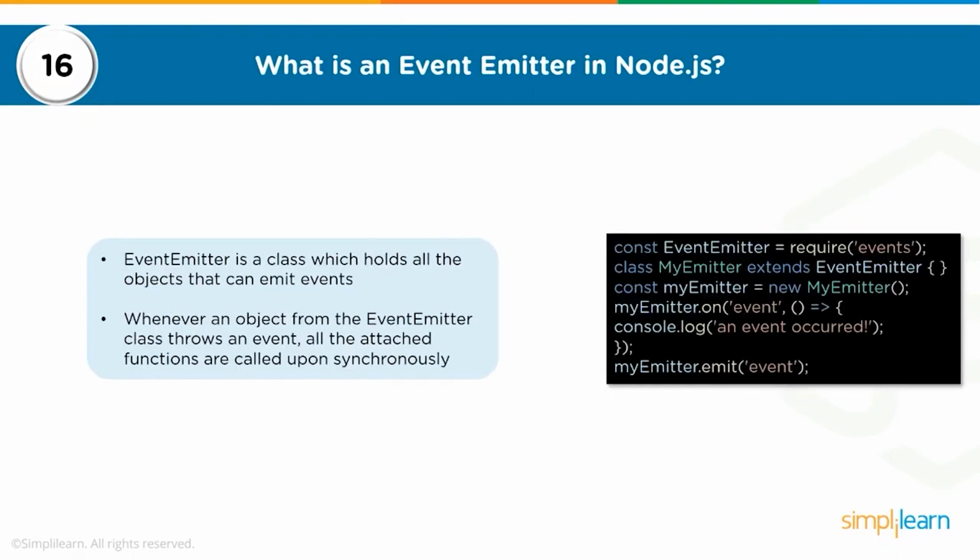What is an event emitter in Node.js? An event emitter has really two areas of focus. One is that it manages the classes that hold all the objects within your event, and we have an example of this on the right-hand side. Then whenever an event is thrown, the functions are called on that event synchronously. In our example on the right-hand side, we create an event, and then we have the functions that are executed in a series from that event.